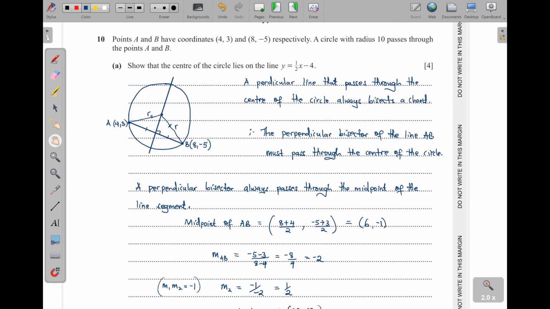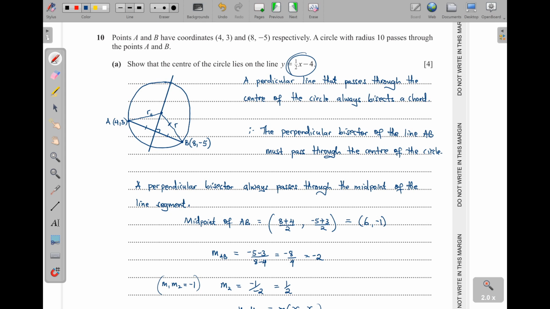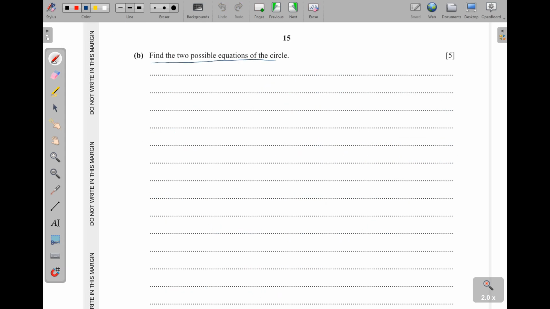And that's exactly what they have told us to find. If you can check here, don't you see a half of x then minus 4? So that is that. Then part B, find the two possible equations of the circle. Now, since the center lies on that line, it must satisfy the equation of the line. The coordinates of the center must satisfy the equation of the line.